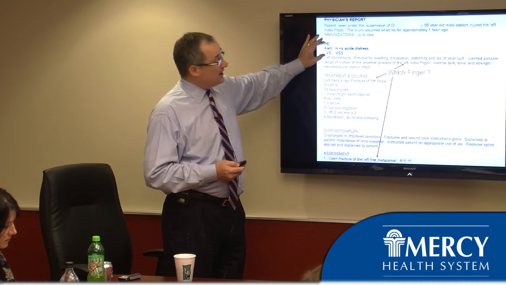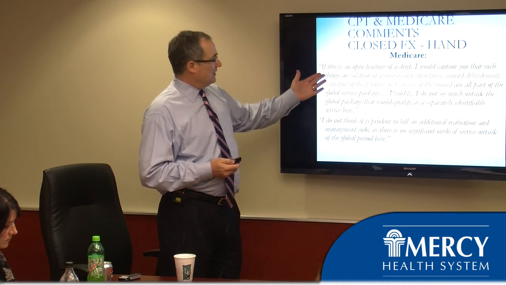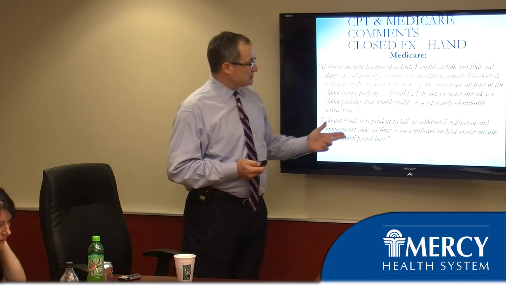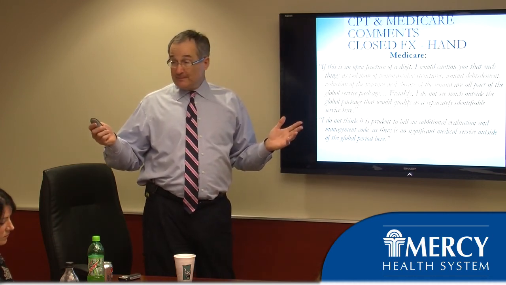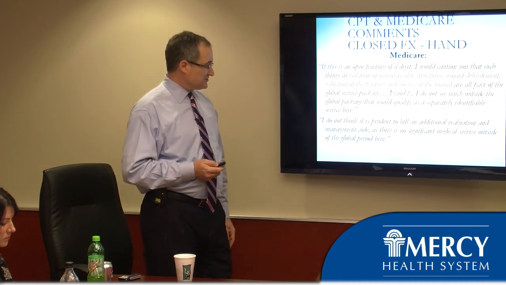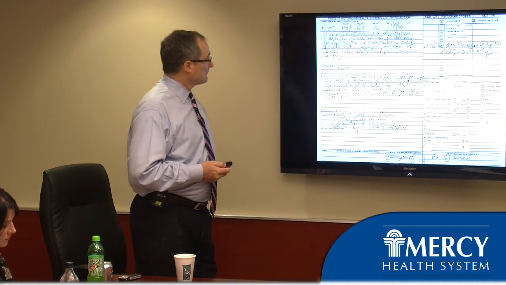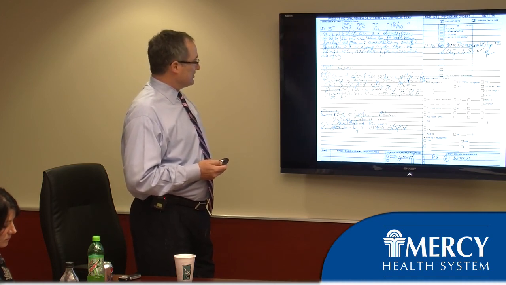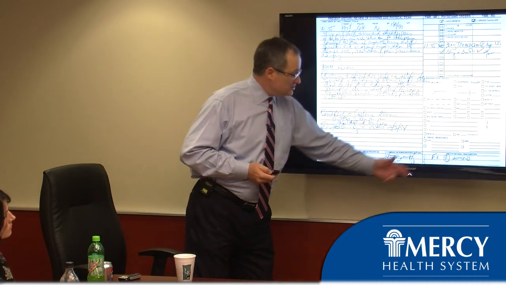Not enough to bill a separate E&M. And that's what CPT said. They said no additional E&M would be allowed. And Medicare says, look, I'd caution you that isolation of the neurovascular structures, wound debridement, reduction of the fracture, and closure are all part of the global service. I don't think it's prudent to bill an additional E&M as there's no significant medical service outside of the global procedure. So here's another. This is another significant one, a level 4 that goes undocumented. It's a fracture of the right humerus.